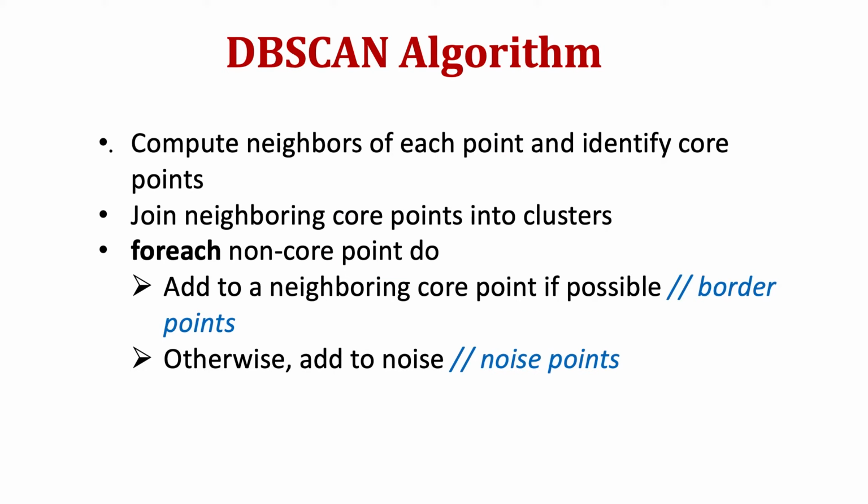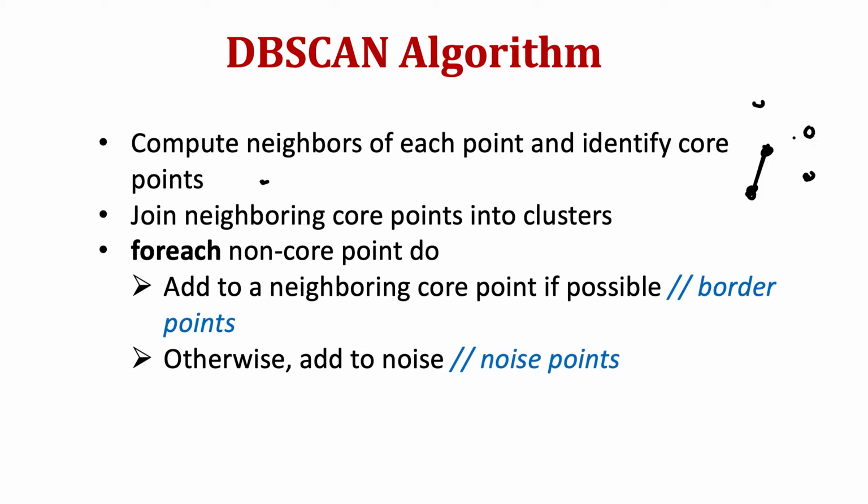Now let's understand the DBSCAN algorithm. We have just seen that in this example, but let's understand this formally. So first we compute the neighbors of each point and identify core points. Then join neighboring core points into clusters. So all the core points, if they are neighbors, are part of the cluster. And then we will be left with non-core points. Some of them will be borders, some of them will be noise.